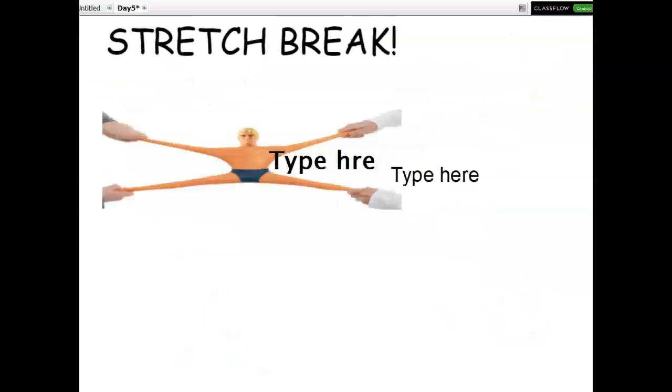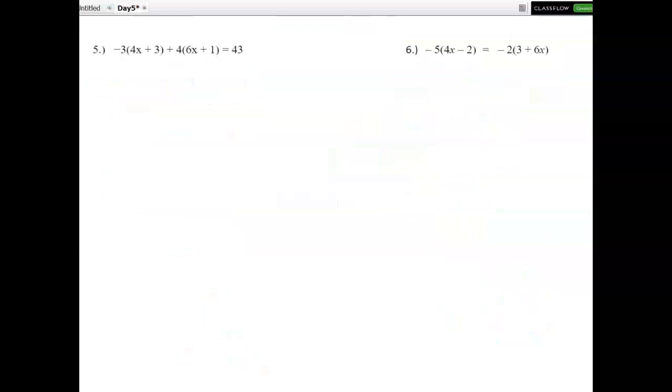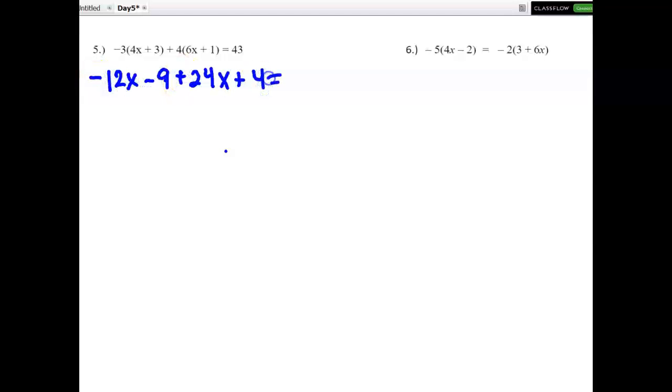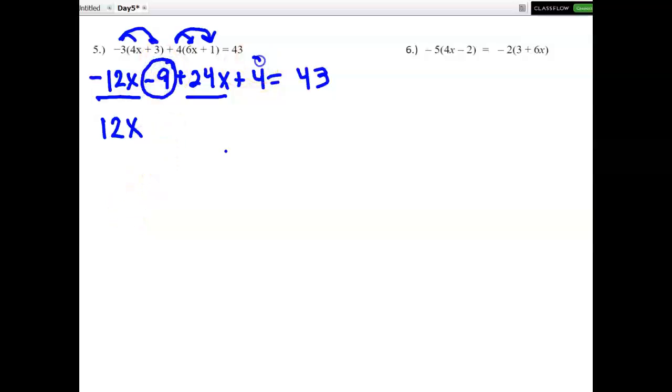Okay, number 5, whoops, got too far on that one. Number 5, we're going to double distribute. All right, I've got negative 12x minus 9 plus 24x plus 4 is equal to 43. Notice, all I did was what we did last week. We're double distributing. I'm going to combine my like terms. I've got a negative 12x and a positive 24x gives me positive 12x. And then I'm going to take a negative 9 and a positive 4, and I get minus 5. And that's going to be equal to 43.